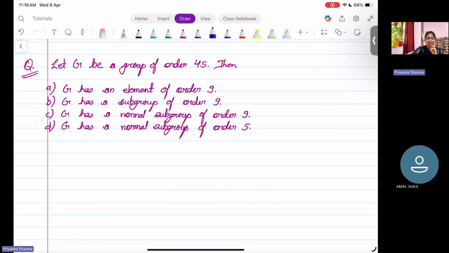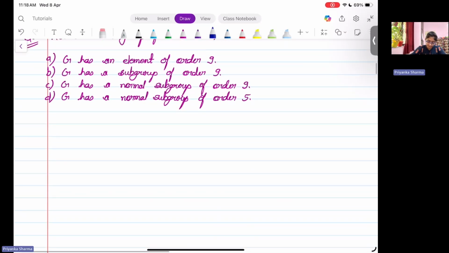Come to the next question. If G is a group of order 45, then G has an element of order 9, G has a subgroup of order 9, G has a normal subgroup of order 9, G has a normal subgroup of order 5. We need to check which of the following is true. There can be more than one correct answer. So let's try.